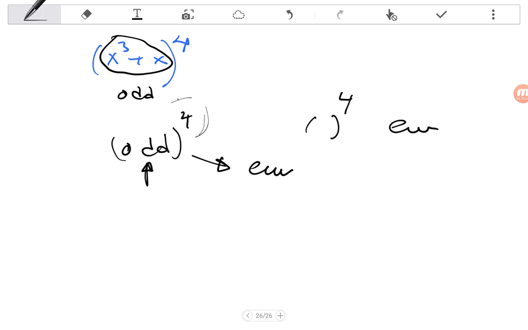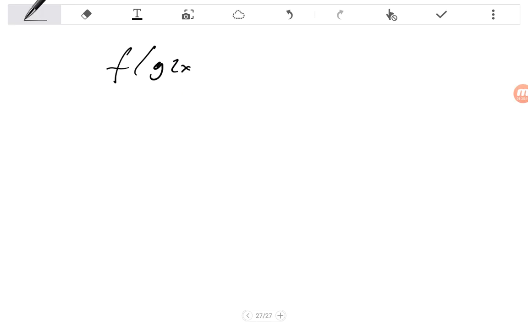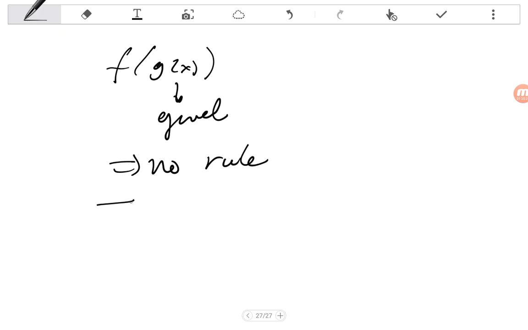Okay? What if the insider is general? So we have no rule in this case, and in this case we'll just check by the standard method.